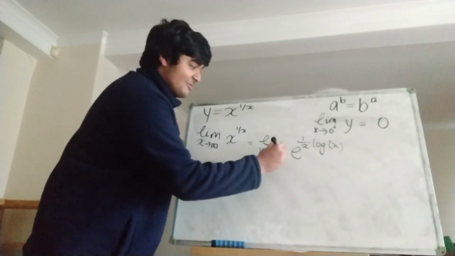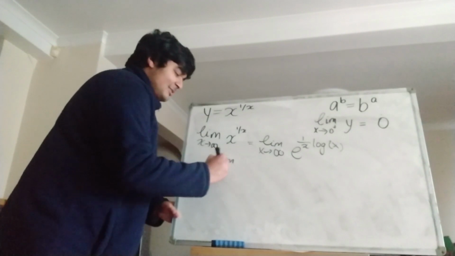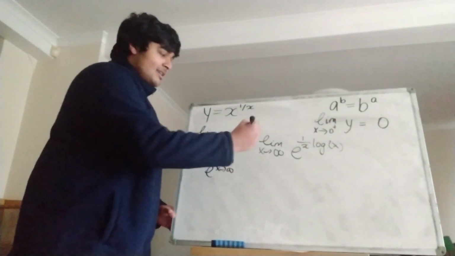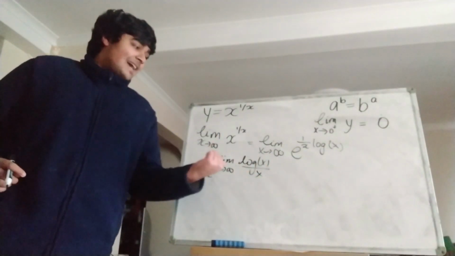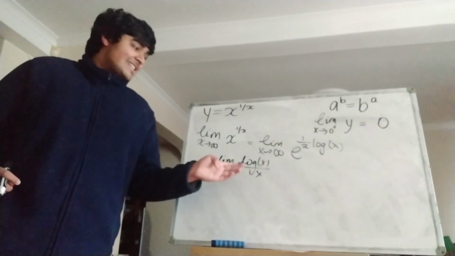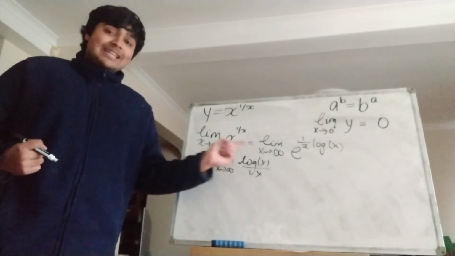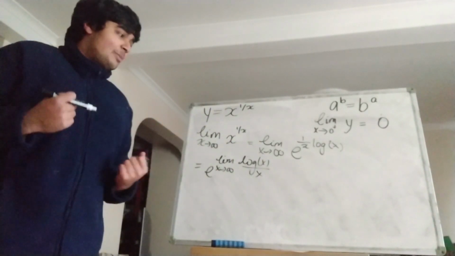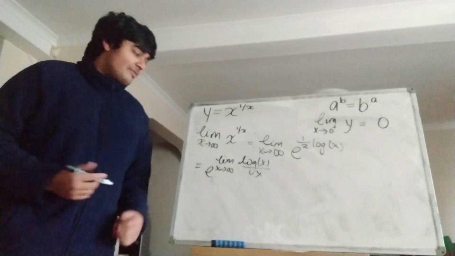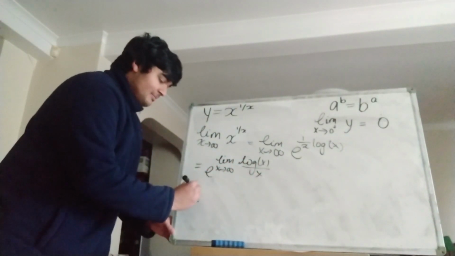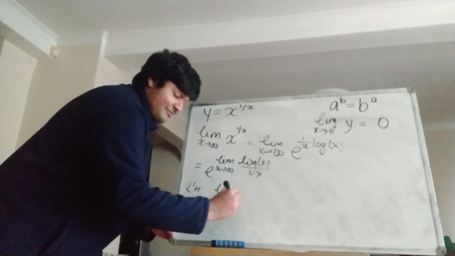Sorry, not 0 plus, to infinity of this thing here. Again, we can bring the limit into the exponent because e is a continuous function. So this is just the limit as x goes to infinity of log x over x. One thing we know is that x grows bigger than log x, so this thing should tend to 0, but we can quickly verify that using L'Hopital's rule, because log x goes to infinity as x goes to infinity, and x also goes to infinity as x goes to infinity. So we can differentiate the top and the bottom. So this is also the same as e to the limit as x goes to infinity of log x.